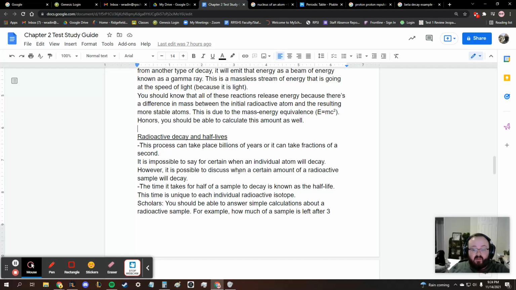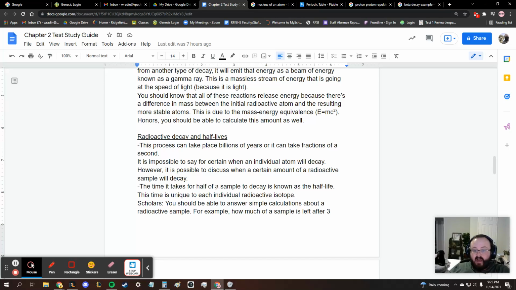Radioactive decay and half-lives. This process that I've just discussed can either take billions of years to occur if you have a relatively stable radioactive isotope. Maybe it's a very close tug of war and it's just a little bit of an advantage to one side, or it can take fractions of a second. Maybe you have the entire football team on one side and a cat on the other side. Then it's going to be a very quick game of tug of war.